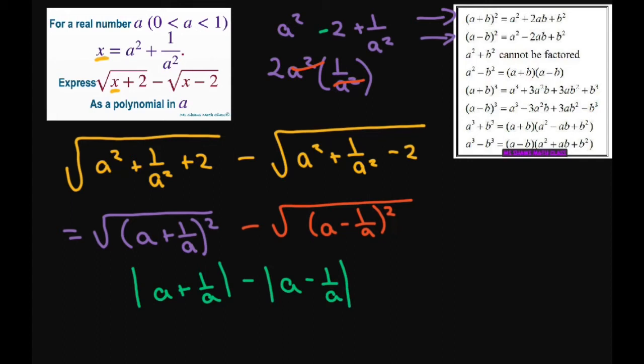Now what we have to note here is that since a is greater than 0 but less than 1, then if you do 1 divided by a, that has to be greater than 1. Because if a is a fraction, then if you switch it, like if a was 1/2, say, then 1 divided by 1/2 equals 2. So that gives you greater than 1. Therefore, we have a plus 1 divided by a is positive, and a minus 1 divided by a is negative.